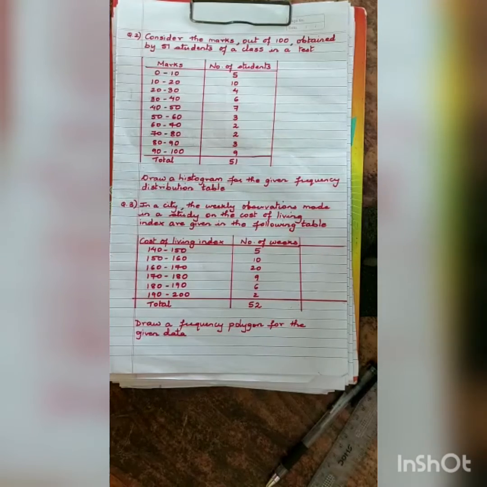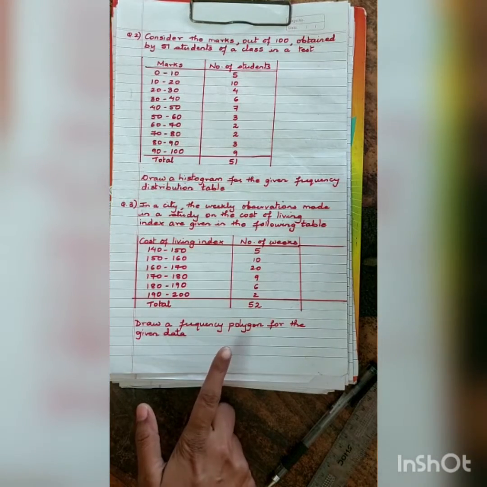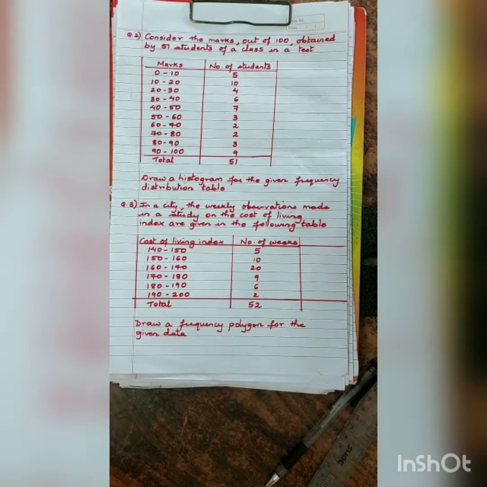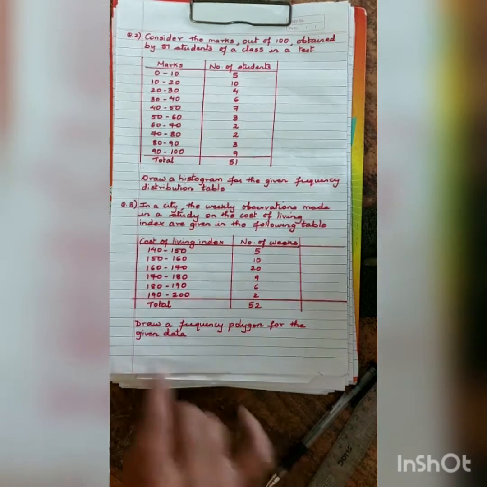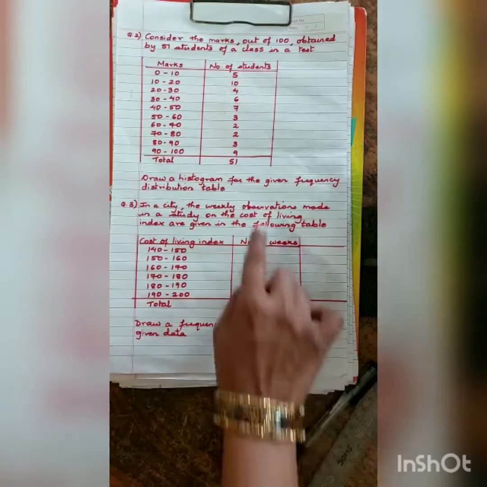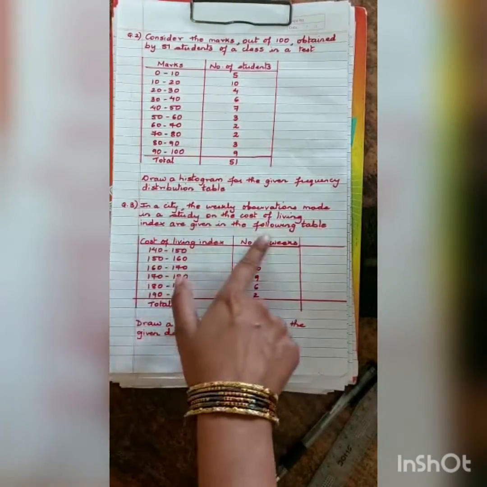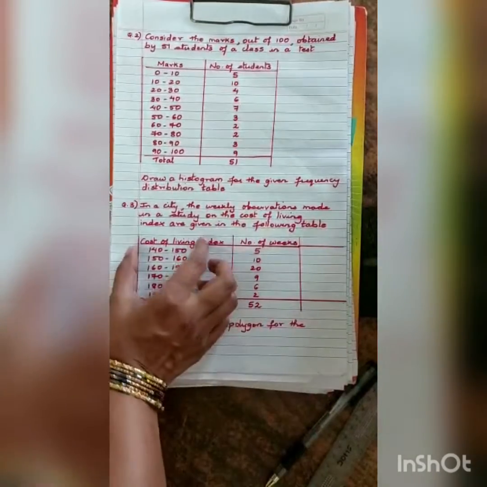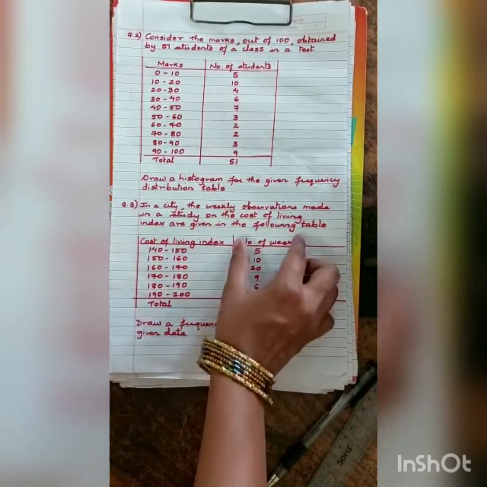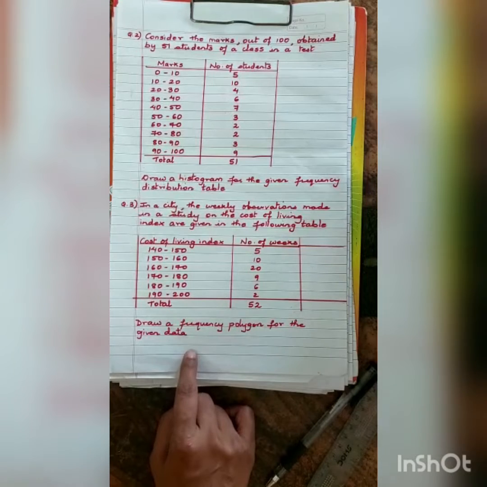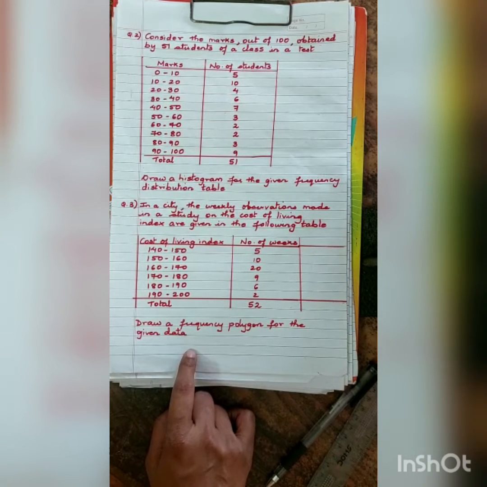So till now we have learned how to draw a bar graph and how to draw a histogram. In the third question, let us learn how to draw a frequency polygon. Question is, in a city, the weekly observations made in a study on the cost of living index are given in the following table. Cost of living index is given to you, number of weeks is given to you. You have to draw a frequency polygon for the given data.